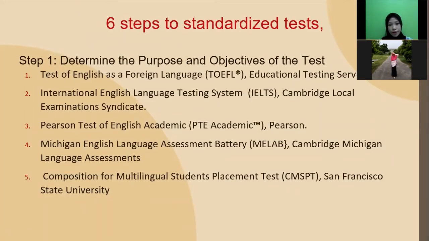Okay, there are 6 steps to standardized tests. Step 1, determine the purpose and objective of the test. Most standardized tests are expected to provide high practicality in administration and scoring without unduly compromising validity. The initial outlay of time and money for such a test is significant, but the test is usually designed for repeat use. It's therefore important for its purpose and objective to be stated specifically.